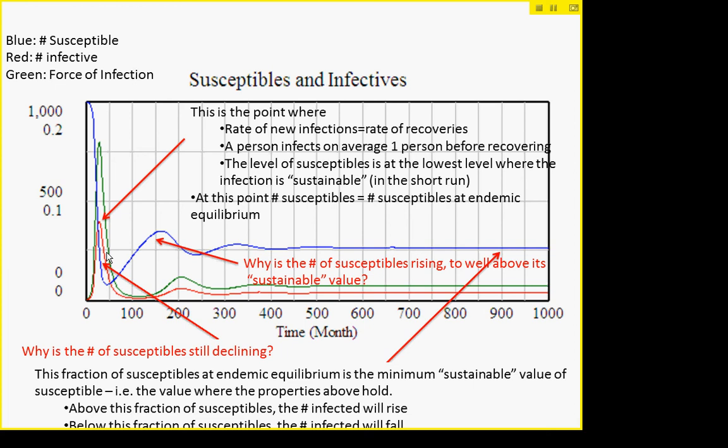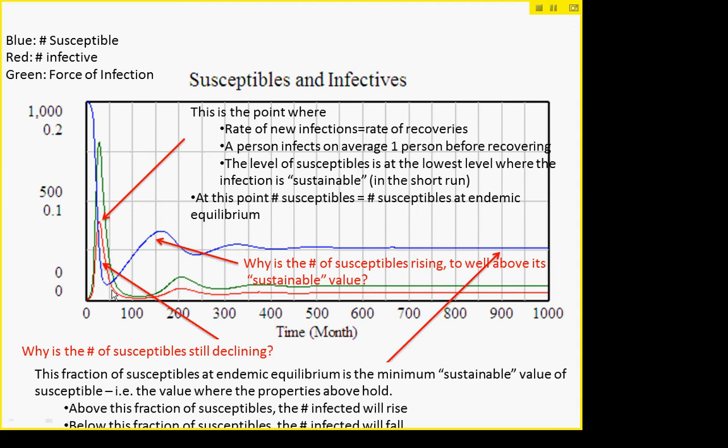Remember, folks, it was at this peak right here that the number of new infections equaled the number of new recoveries, in both cases per unit time. In other words, where each person infected, on average, one person to replace them. As the number of susceptibles drops further, each person is going to be infecting fewer than one person to replace themselves. So the number of infective individuals here is going to be dropping. It's that same drop-off we saw before, and a lot of people are going to be recovering.